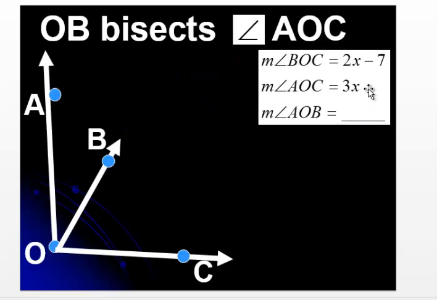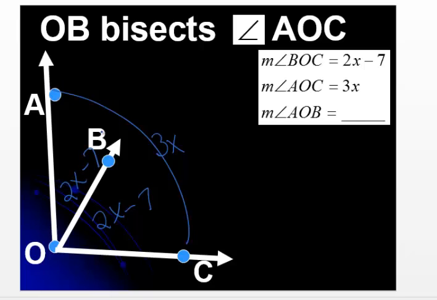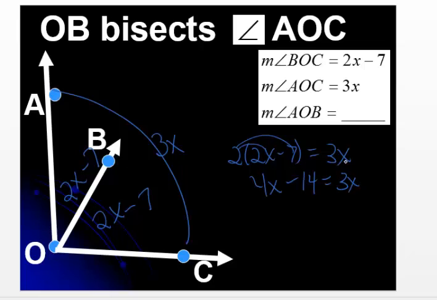Last example, very similar to the last one, except I have BOC, which is 2x minus 7, and I have AOC, which is 3x. That means that this one also is 2x minus 7. So I need 2 of my smaller angles that will equal my larger angle. And when I distribute, no matter which way I solve it, I will get that x is 14.